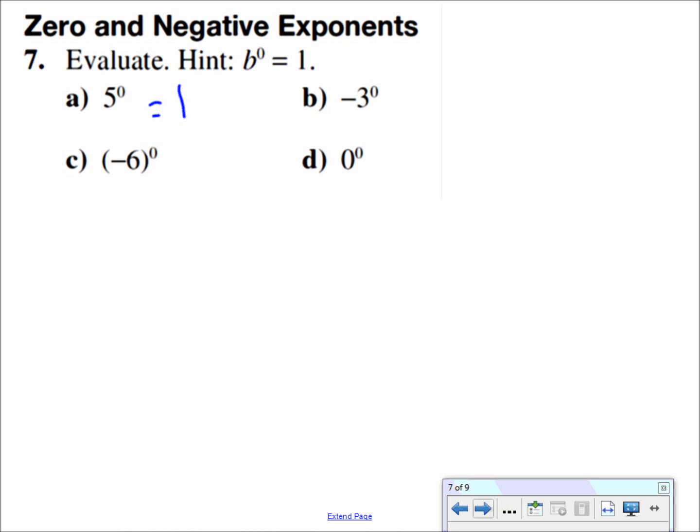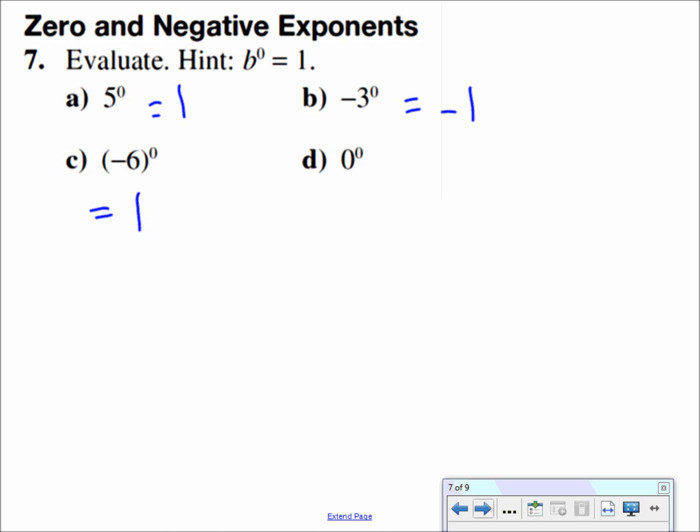Okay. Yes, this one, that negative's not actually attached to the 3, it's out front, so I need to write it. And then 3 to the 0 is 1. Okay? This one, that negative is attached to the 6. Everyone agree with that? So my answer is just 1.